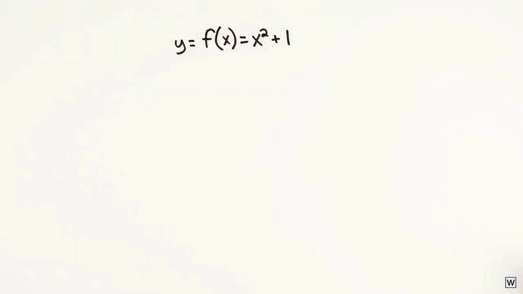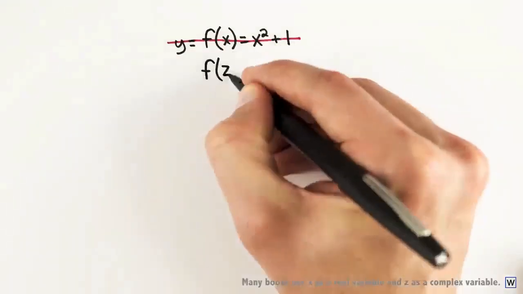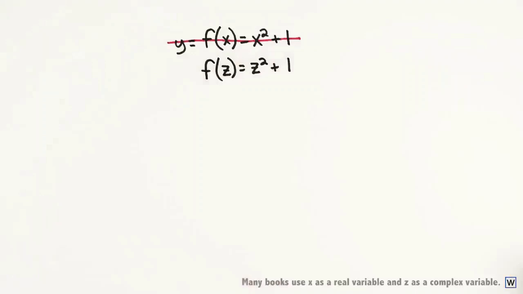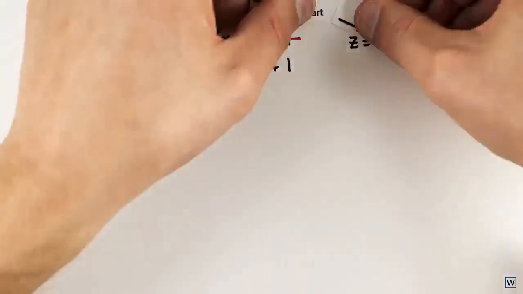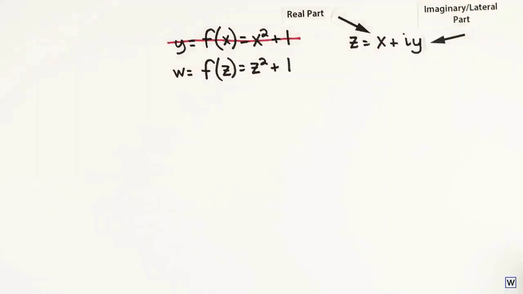Before we begin, let's make a quick variable change to make things easier down the road. We'll change the name of our input variable from x to z and call our output variable w. Since z and w each have a real and imaginary part, let's go one step further and give these parts names. We'll let z equal x plus iy, so x represents the real part of z, and y represents the imaginary part. We'll also let w equal u plus iv.